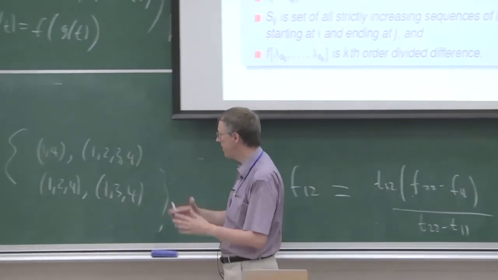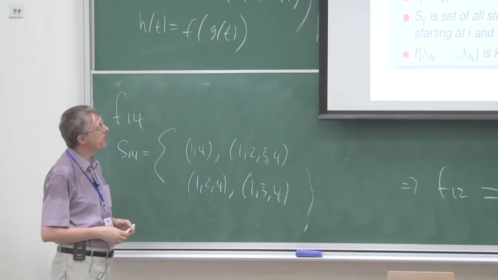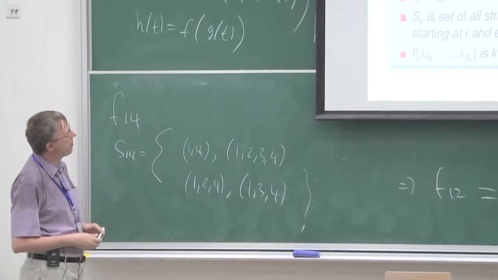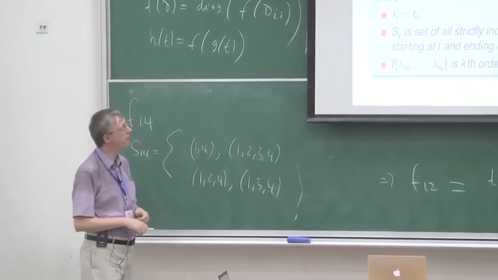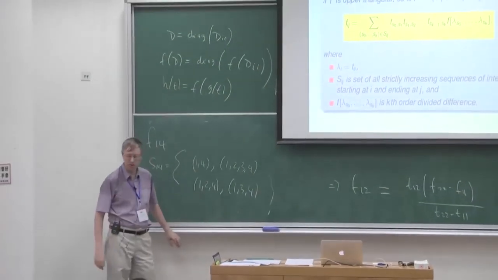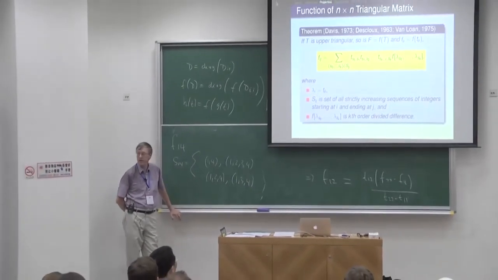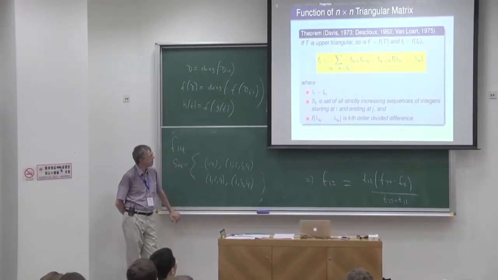But as you get further away from the diagonal, you're going to get more and more terms in this sum. In principle, that is an explicit formula, so we could use it to compute f of T, but it would get rapidly too expensive. There would be exponential growth in the dimension if we were to compute f of T using that formula.